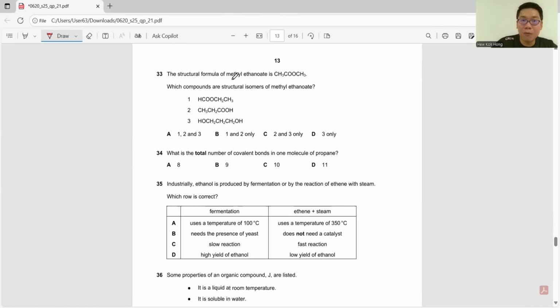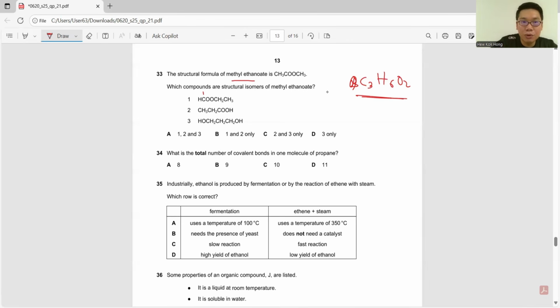33. The structural formula of methyl ethanoate is this. Which compounds are structural isomers of methyl ethanoate? Structural isomer means we have C3H6O2, which means they have the same molecular formula but different displayed formula.